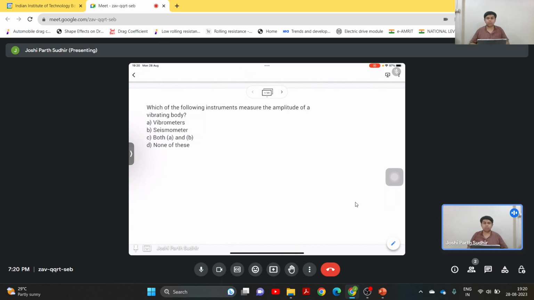So let us start with some of the example problems which are related to this concept of vibration measuring instruments. In the first question, it is asked which of the following instruments measure the amplitude of the vibrating body. As we just saw, the vibrometers and seismometers are the instruments that measure the amplitude of a vibrating body. So the correct answer to this question is both A and B.